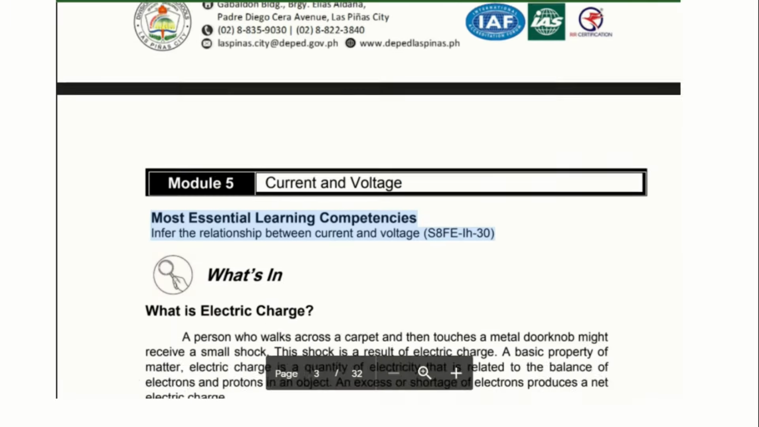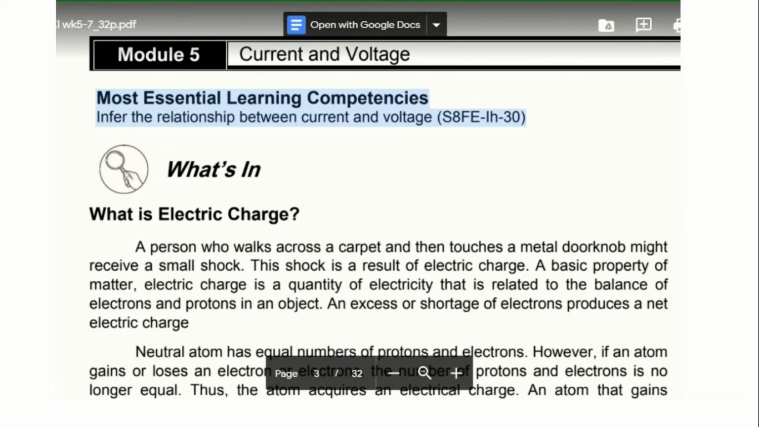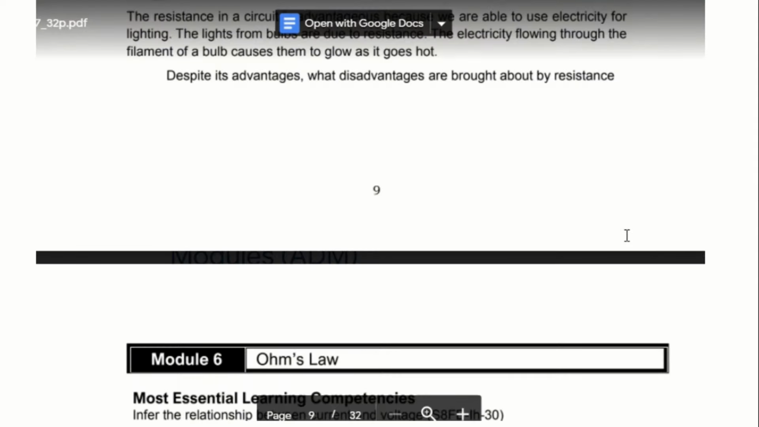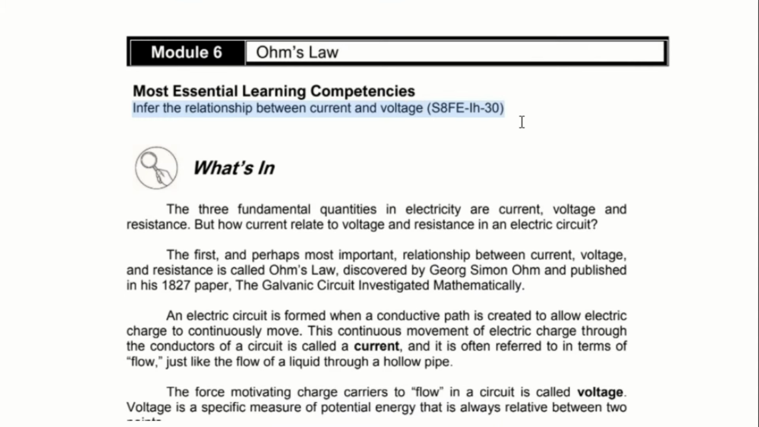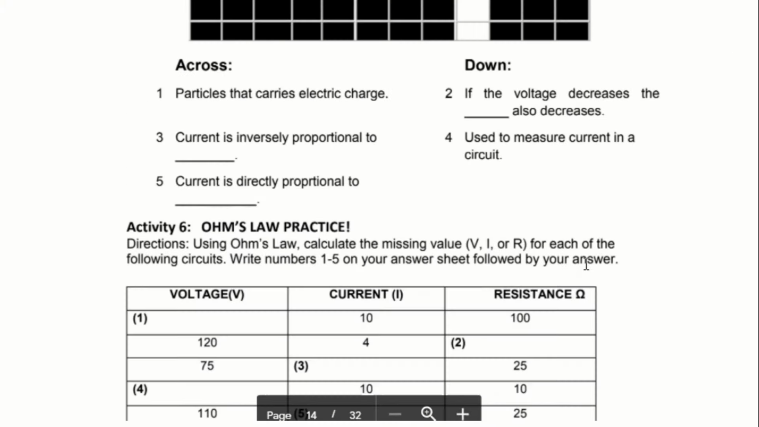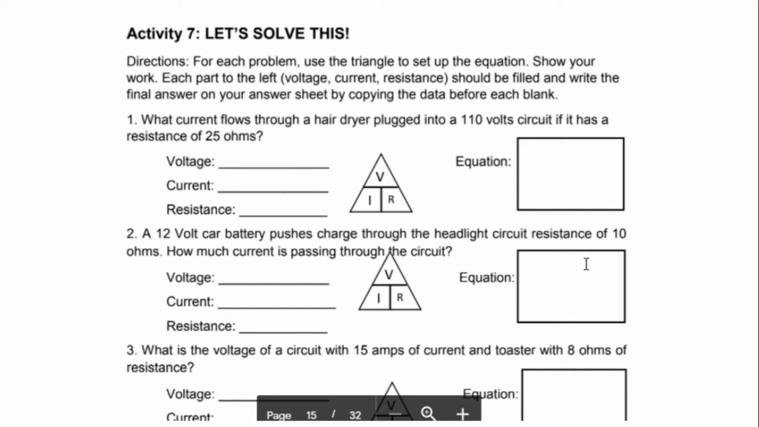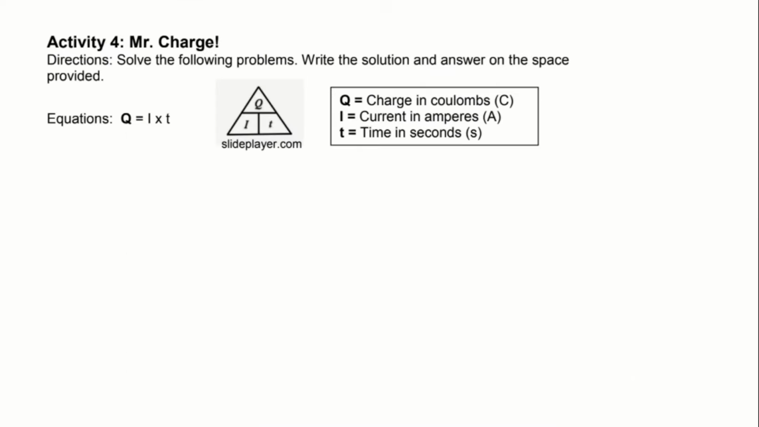Today we will focus on how to answer some of the exercises in your Module 5 and 6. Let's take a look again at your module. This one is Module 5, Infer the relationship between current and voltage. Then here is your Module 6, Infer the relationship between current and voltage. So that competency is split into 2 weeks. And as I said a while ago, we will focus on showing you the solutions to some of the exercises there. Example is this one. Okay, so let's begin. Now, take a look at activity 4.